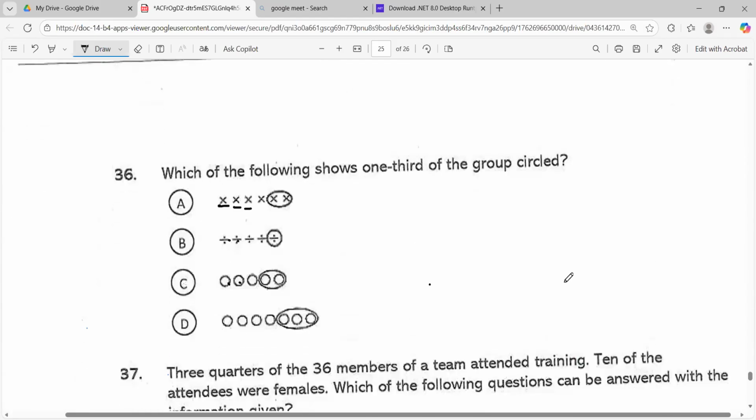All right. Go ahead and do this one. Which of the following shows 1/3 of the group circled? 1/3. Have fun.